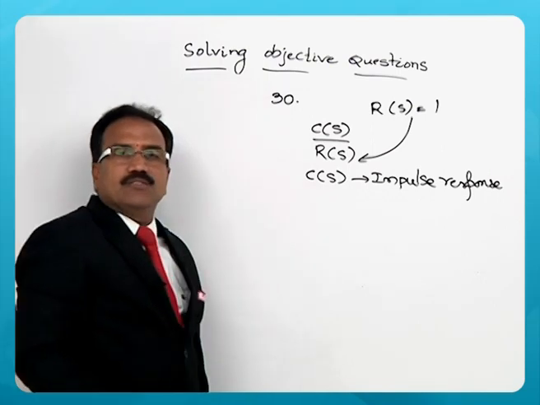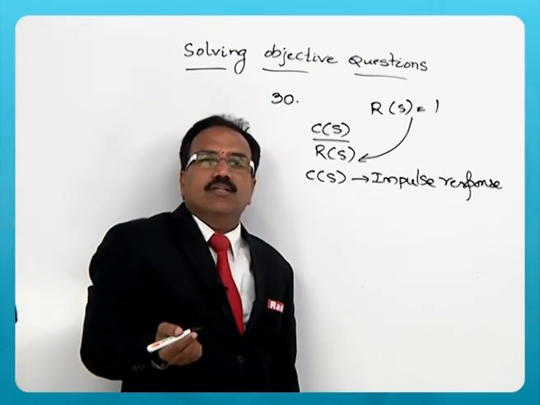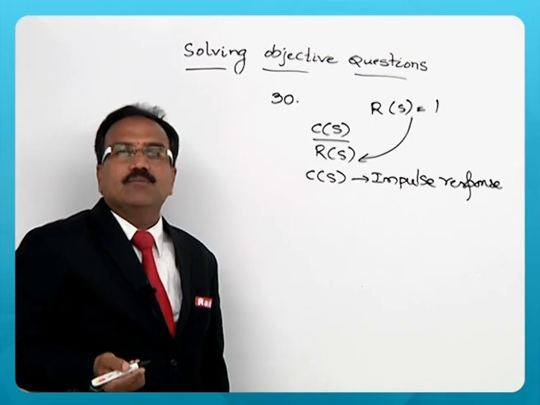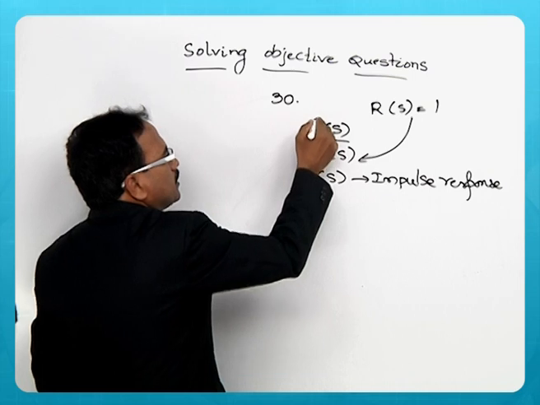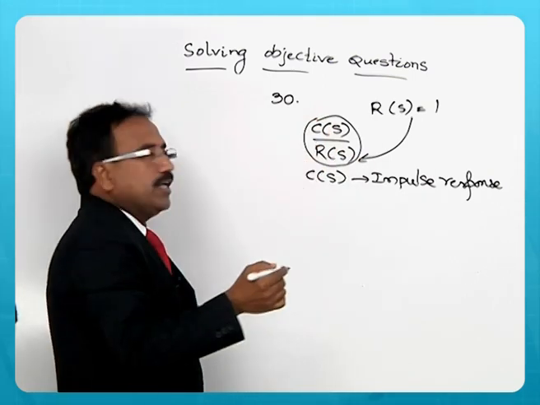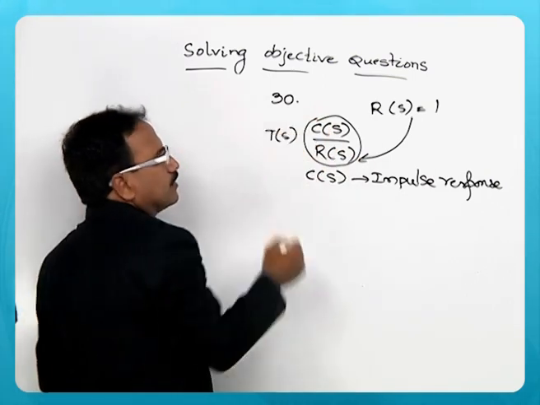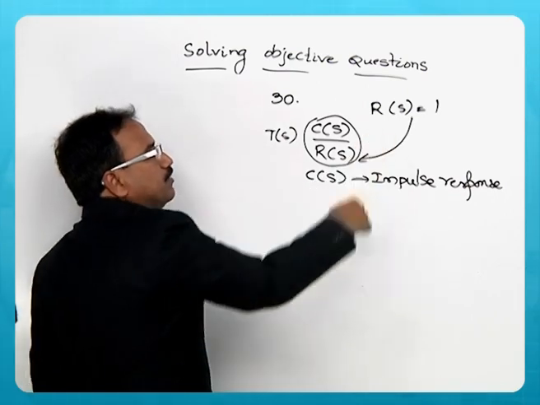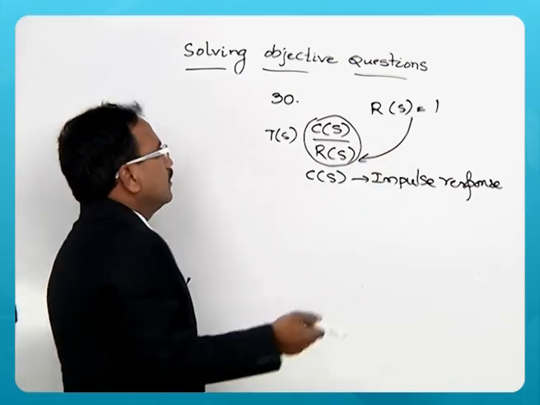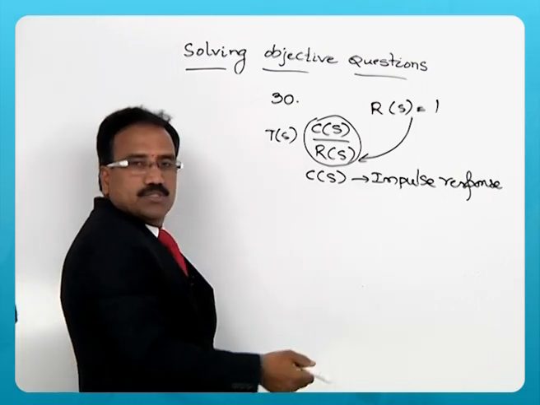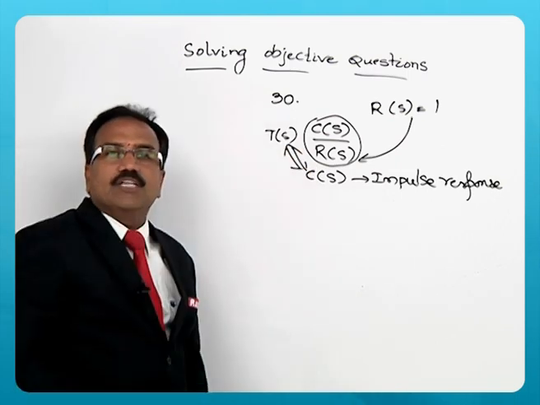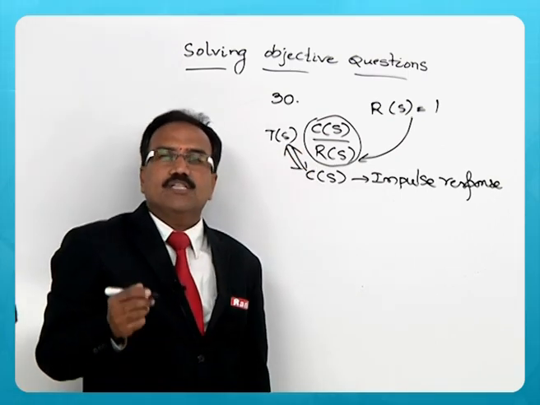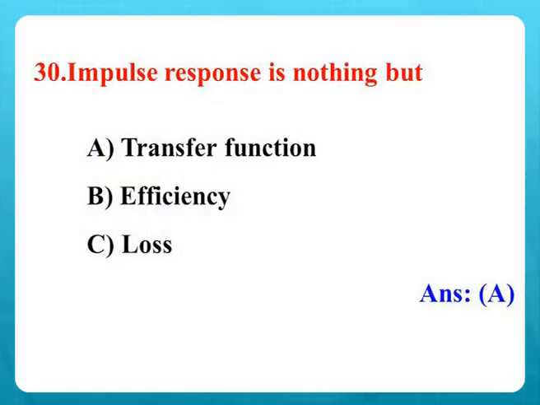Impulse response. So it is nothing but which one? The options that are given. It is nothing but transfer function. So the transfer function is nothing but C of s by R of s, and say it is T of s. Because of impulse input R of s is equal to 1, C of s is nothing but impulse response. So transfer function and impulse response both are one and the same. So impulse response is nothing but the transfer function. So option A is the right answer.